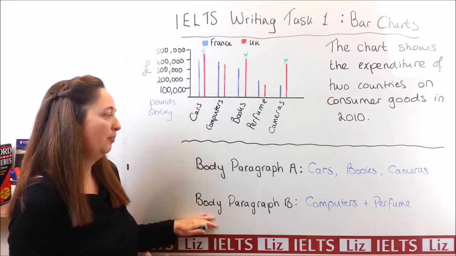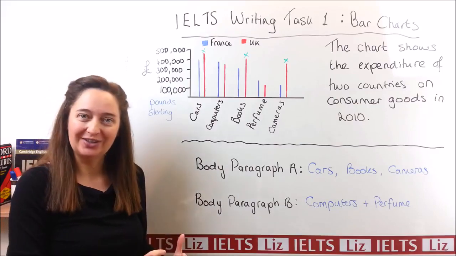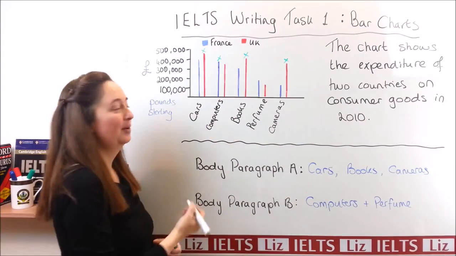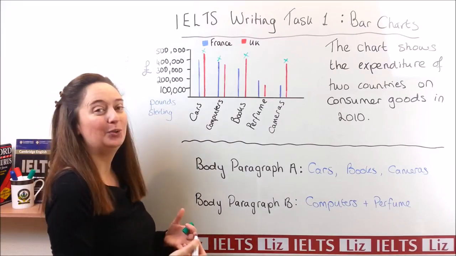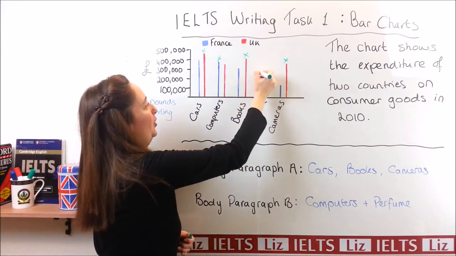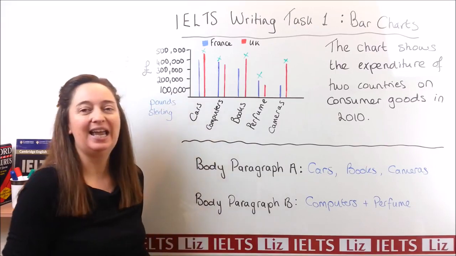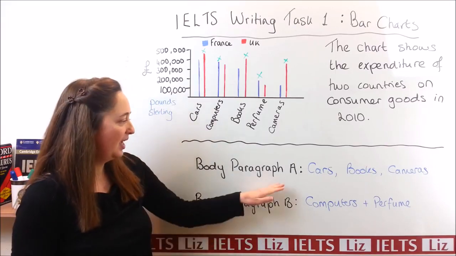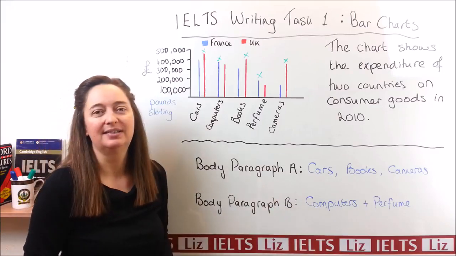And for body paragraph B, we have the reverse. So you can see that computers, France spent more than England, UK, and perfume, you can see again that France spent more than the UK on perfume. So that is the other way to organise it.